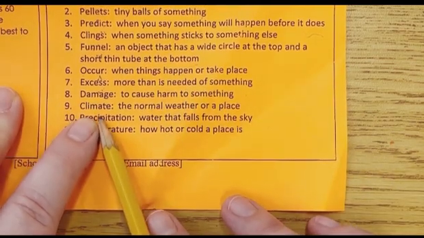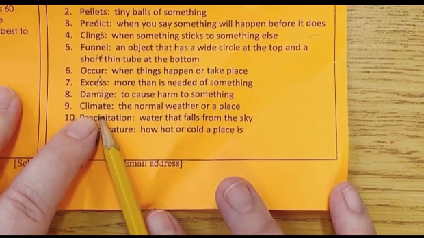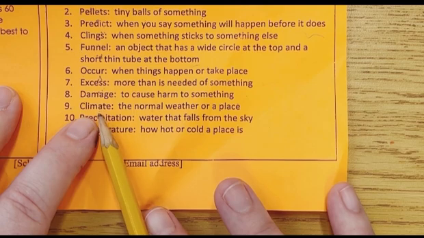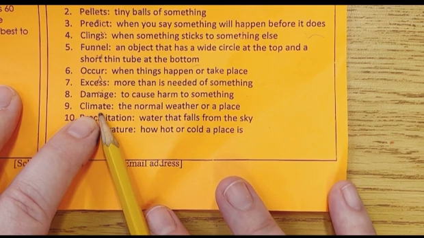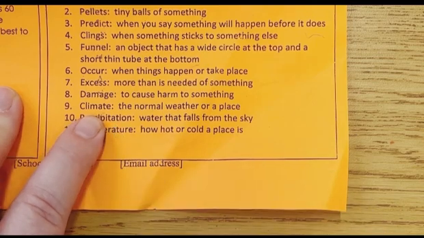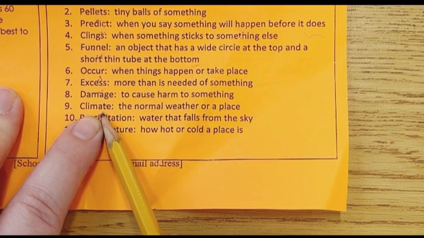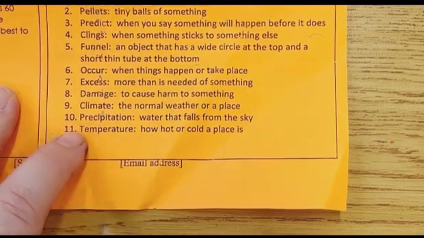Climate. Climate, the normal weather for a place. So Mississippi typically has a very warm climate, especially in the summer. So that's normal for us. Do you think Alaska has the same climate as we do? No, theirs is much, much more cold than us.